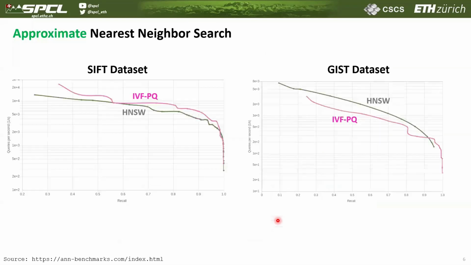And if we now, for example, only look at the two algorithms we have seen, so we have this IVF-PQ and this HNSW, then we see that it is not really clear which one is better. So, for example, on the SIFT dataset, we see that IVF-PQ is better, but for this GIST dataset, HNSW is better. So while there are many algorithms out there, it's not clear which one is better, since most of them, or many of them at least, are comparable in their performance.